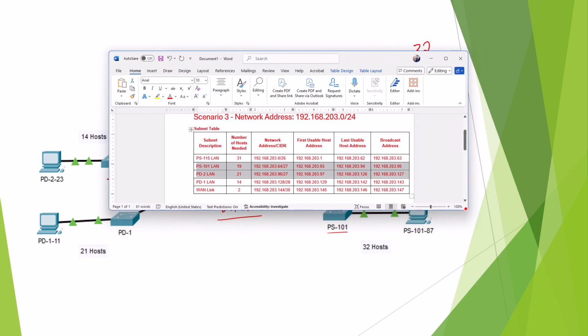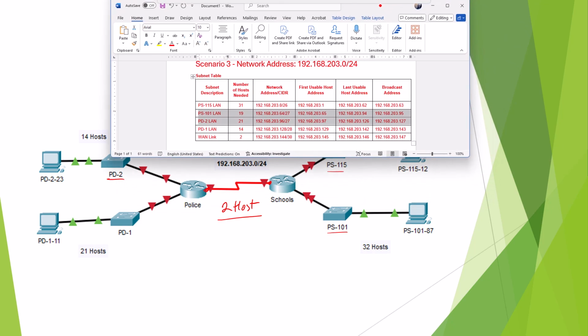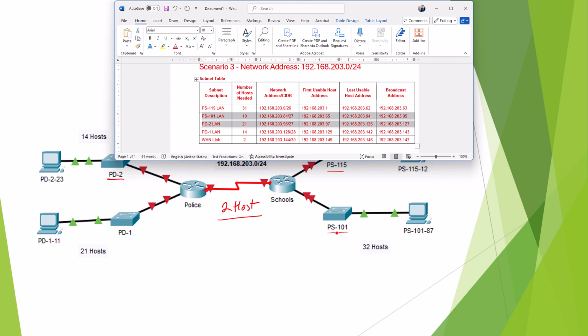So I'm actually going to change this up a little bit. PS101 had 32 hosts. But according to the address chart for this packet tracer, that is not correct. For PD2, again, the LAN for the PD2 network, they had them flopped. So there really is no way to get this.